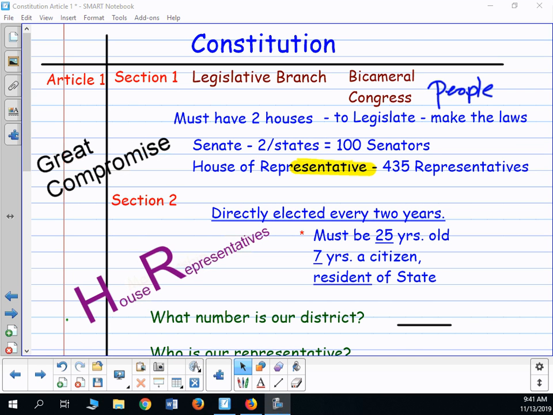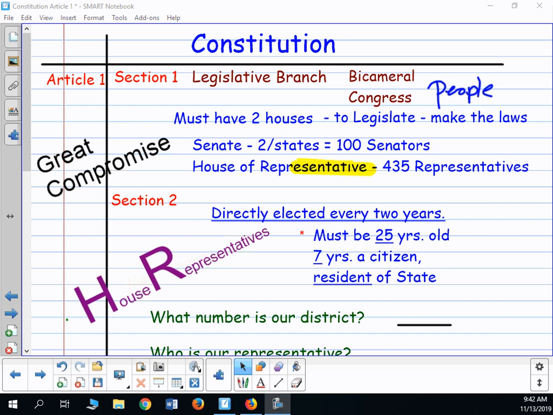Good morning. Today I am going to go over the notes that you need for Article 1 of the Constitution. My hope is that if you were not in class, you can use these to help you prepare for the test that will be coming up soon.